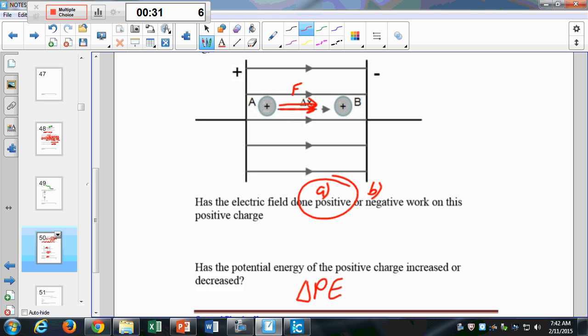All right, just about 10 more seconds. Oh, A is increased, I'm sorry. B is decreased. Has the potential energy of the positive charge increased or decreased? All right, I'm going to stop at 55, unless we have it right.